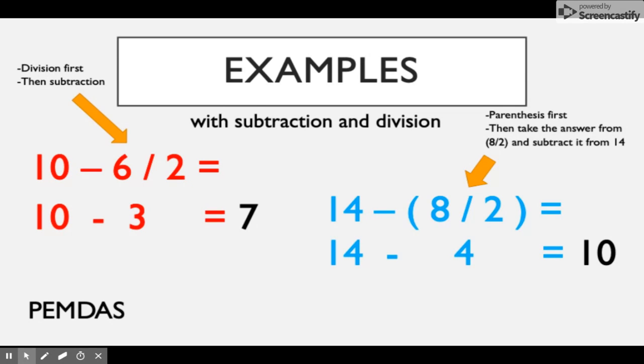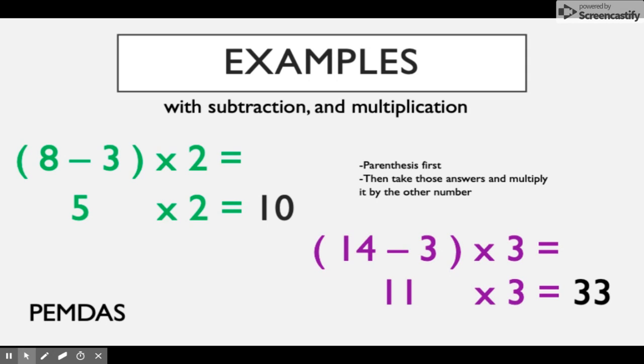Here in these examples, we're dealing with subtraction and division. In the red example, I see no parentheses, I see no exponents, I see no multiplication, but I do see a division. So first we need to deal with negative 6 divided by 2. So I get negative 3. And then I drop the 10 down, and then I get 10 minus 3 equals 7. In the blue example, I do see parentheses. So I first need to do 8 divided by 2, which is 4, and then drop the 14 down, and I get 14 minus 4 equals 10.